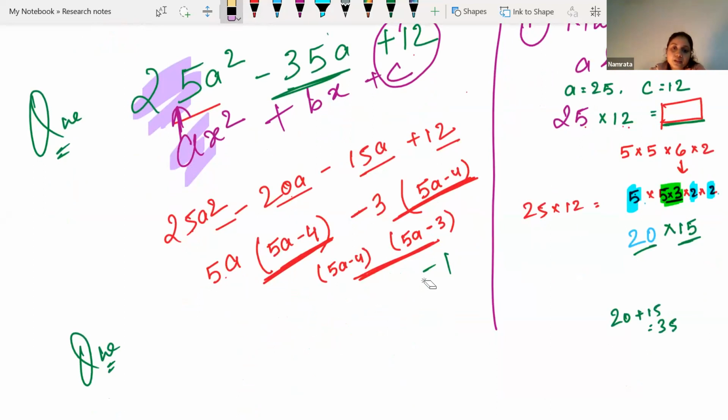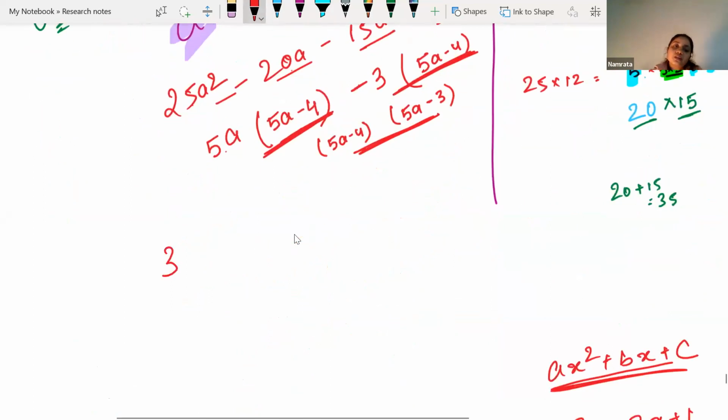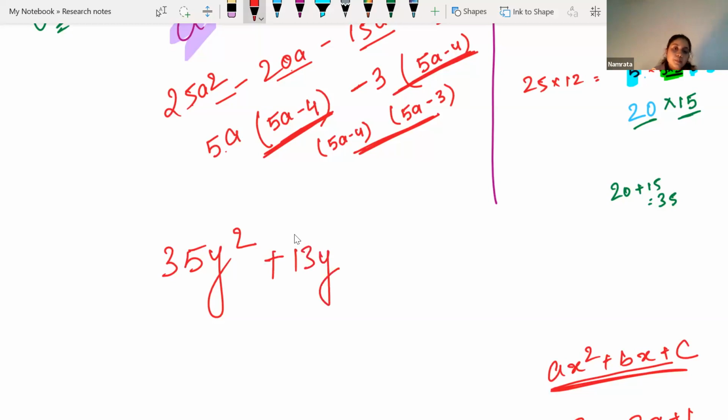Let me write another one. Do try this another one and let me know what exactly you are getting as a factor. The another one is 35y square plus 13y minus 12.